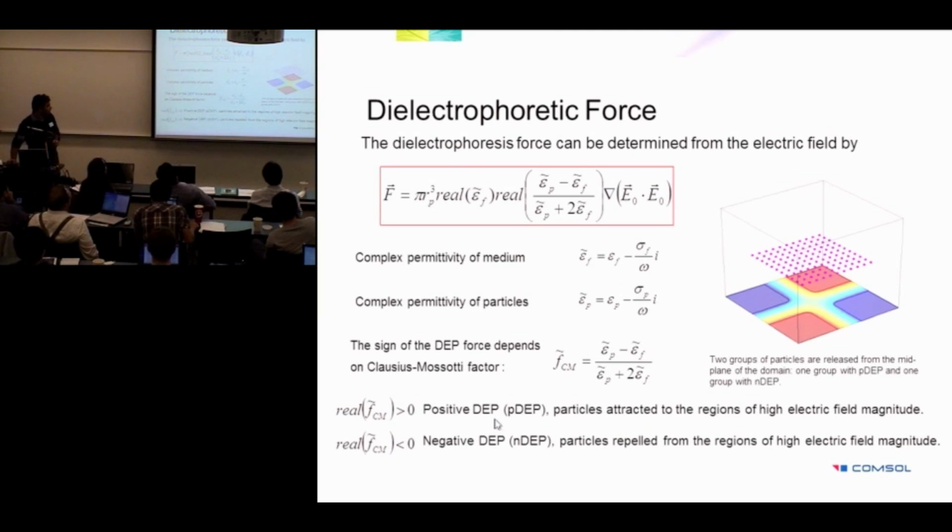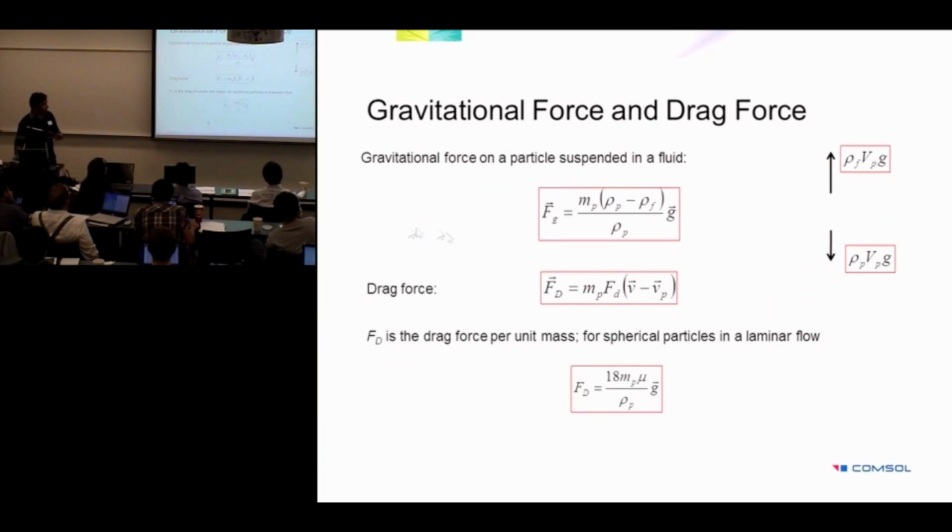So in this example, we choose two particles, of which one showed a positive DEP and the other one showed a negative DEP. And then there are the other forces, like the gravitational forces and the drag forces. If you have a fluid flowing into that channel, then you could also have a substantial drag force on those particles.